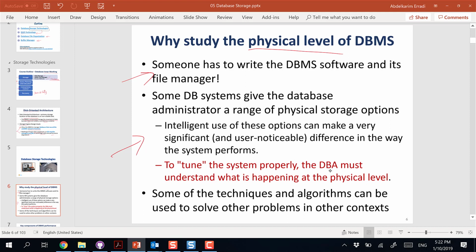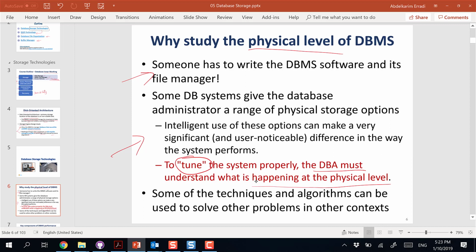Also, for an experienced DBA to really tune the database, to squeeze from it the best possible performance, they really need to understand what's happening at the physical level. Although we understand from the first few lectures that the database liberates us as developers from knowing the physical data storage, the physical layouts and the physical level. We just need to know the schema, which is a logical data model, and a query language. That's enough for us as developers.